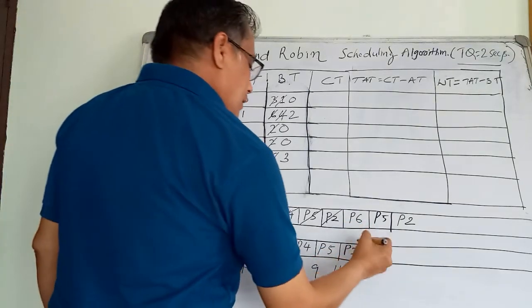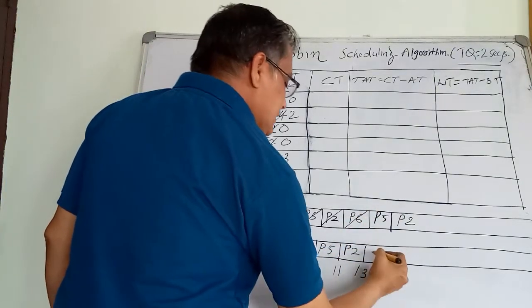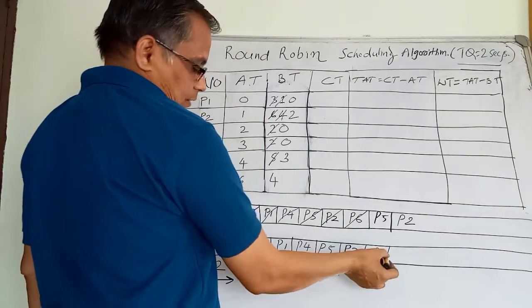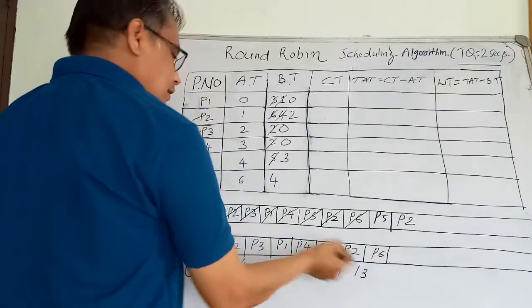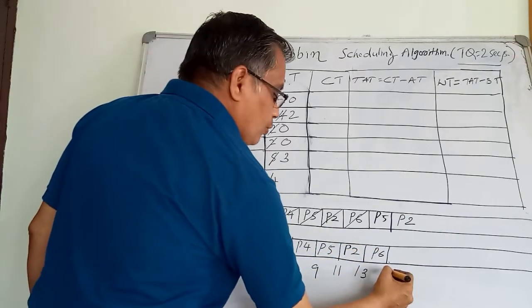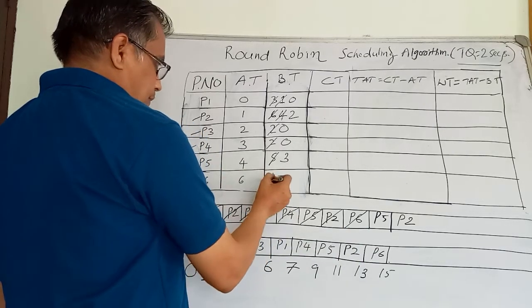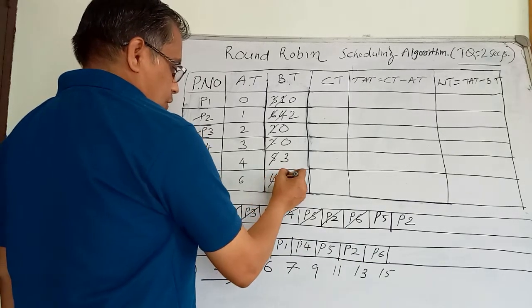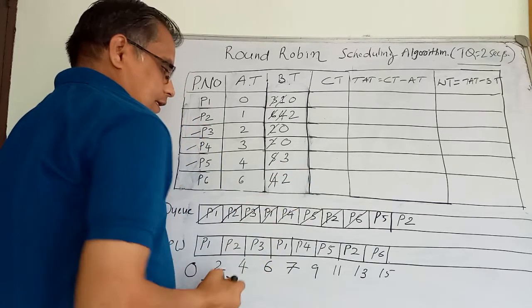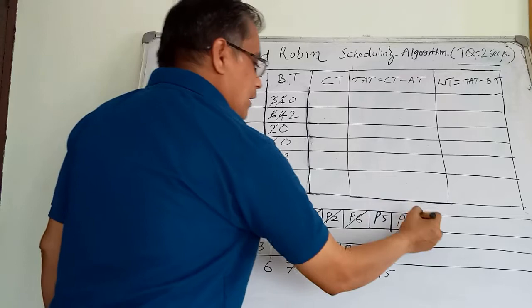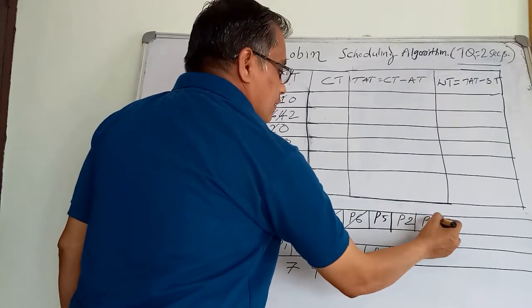Okay. Next, P6. P6 is brought because so far the P6 process has not been executed. 13 plus 2, 15. Okay. That means its burst time is 4. 4 minus 2, 2 is remaining. That means again you have to bring that process into the ready queue. P6.